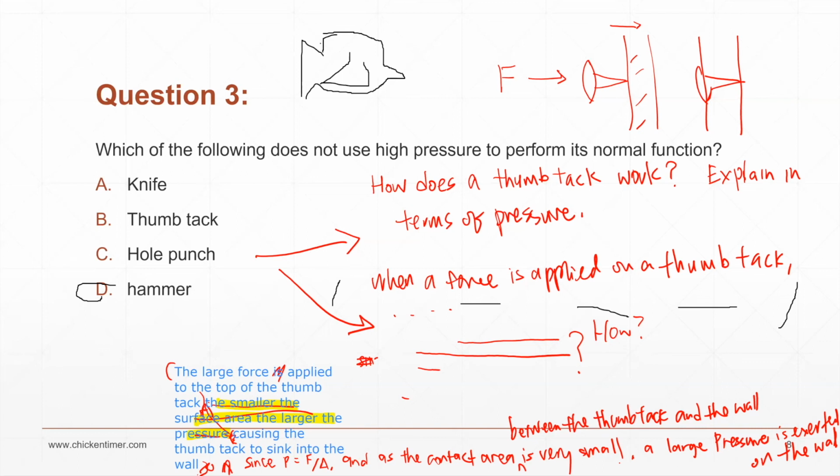So the large force is applied to the top of the thumbtack. Since the pressure is F over A and the contact area between the thumbtack and the wall is very small, a large pressure is exerted on the thumbtack, causing it to sink into the wall. Like that.